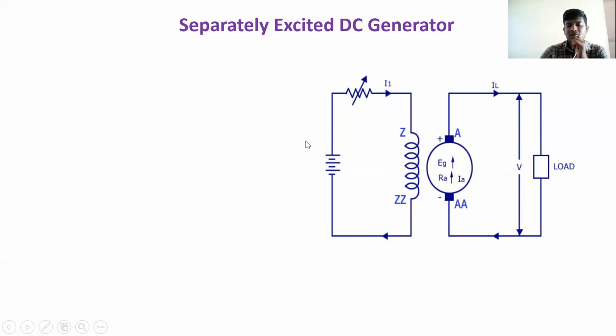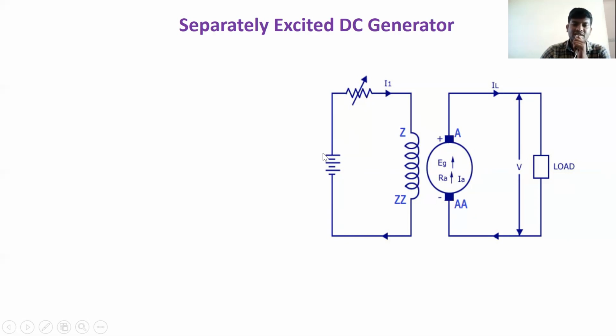So here we are applying the supply to the field separately. Armature is one part, field is another part. That's why this type of connection is called a separately excited DC generator.